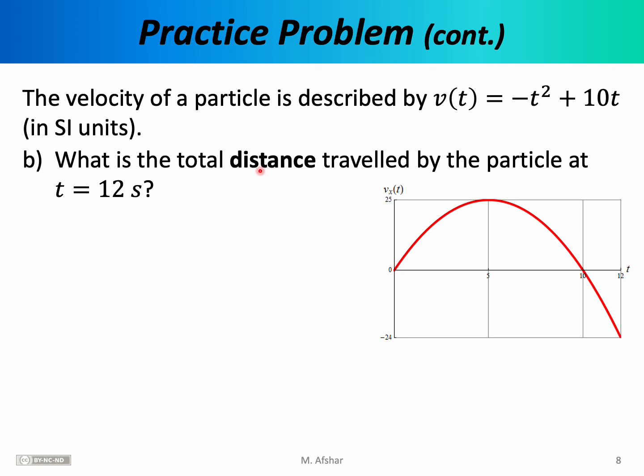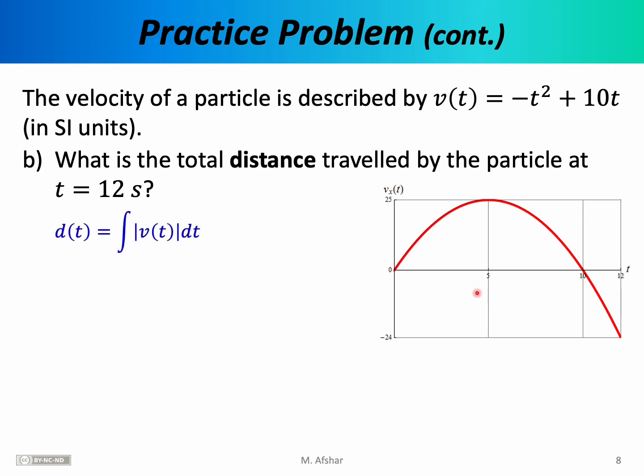So if we're going to calculate the total distance traveled by this particle, we have to be careful. We have to treat this problem as a two-stage problem. We need to figure out the distance traveled from 0 to 10. And then after 10 seconds, because the object is moving backwards, we have to be a little careful and figure out the distance traveled between 10 and 12 seconds and then add those two distances together.